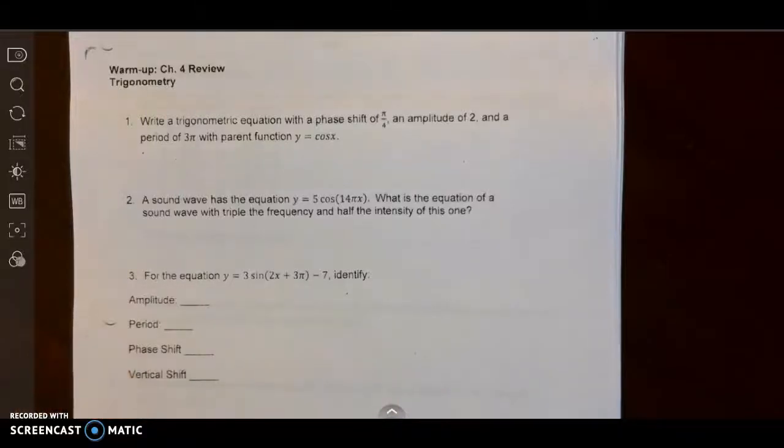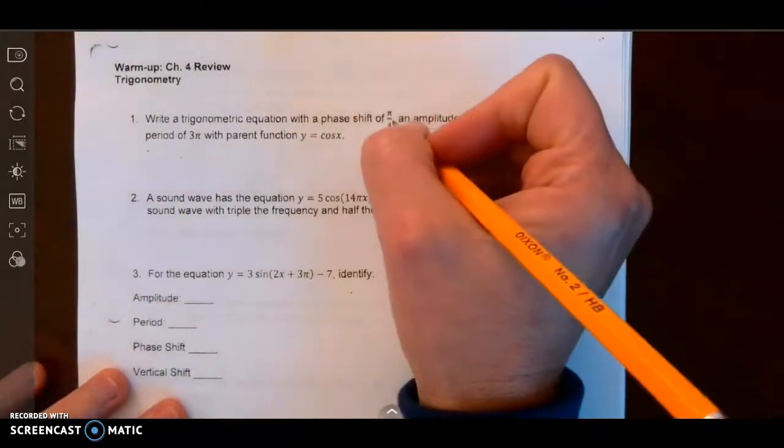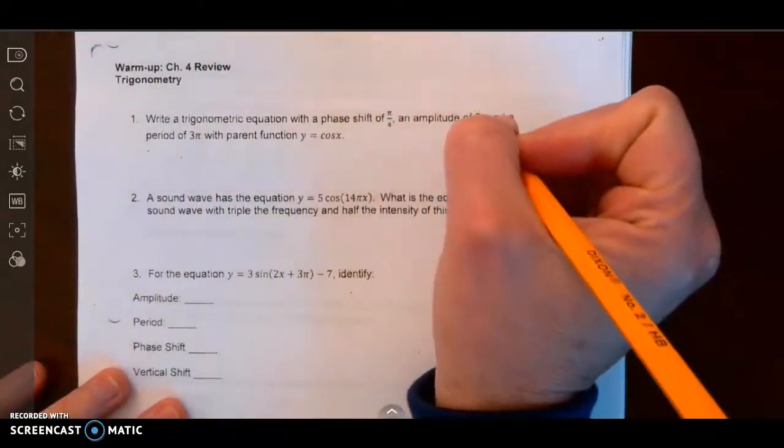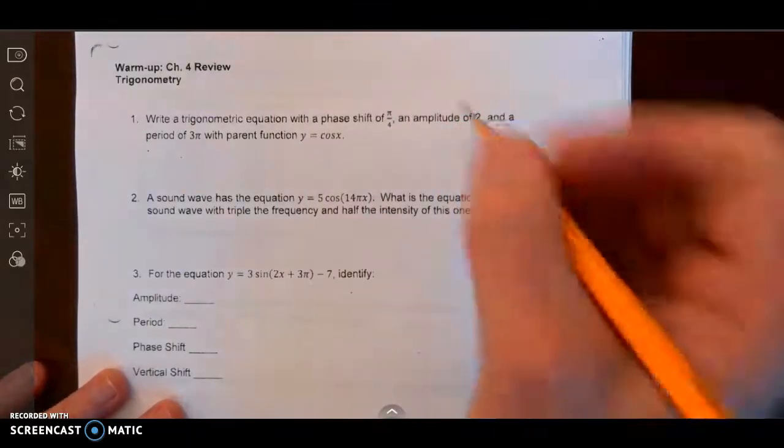Here's the start of our review for the 4B unit test. The first question says write a trigonometric equation with a phase shift of pi over 4, an amplitude of 2, and a period of 3 pi with a parent function y equals cosine of x.